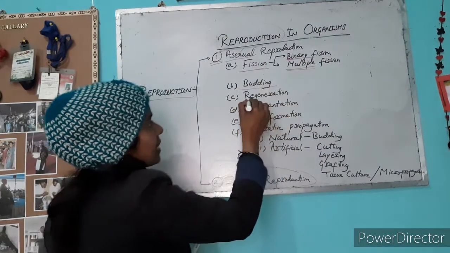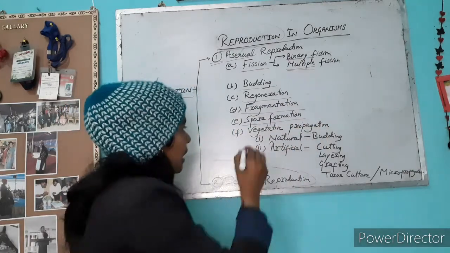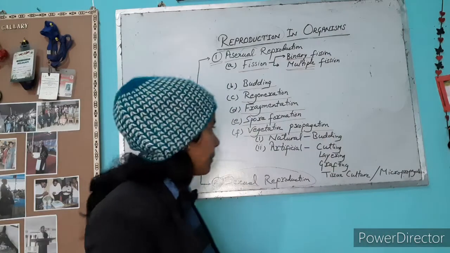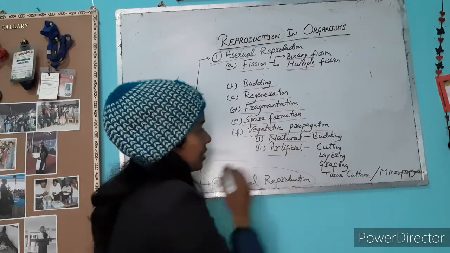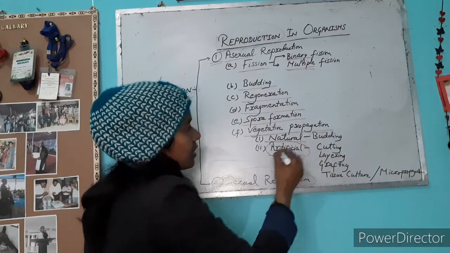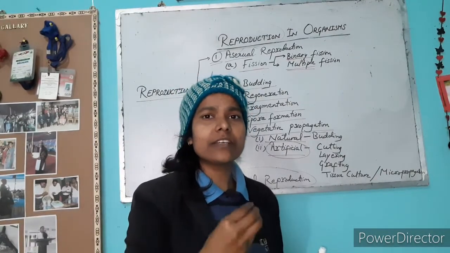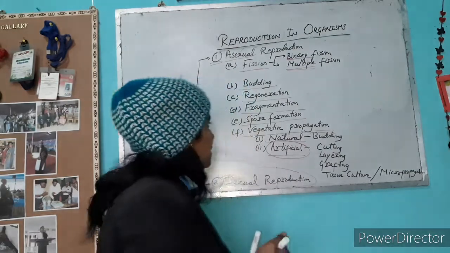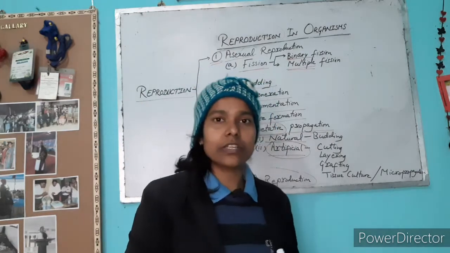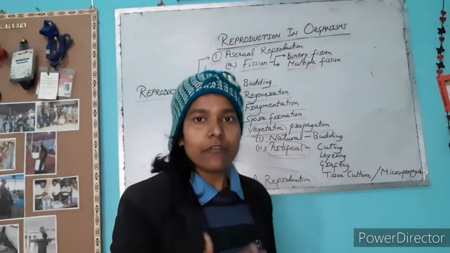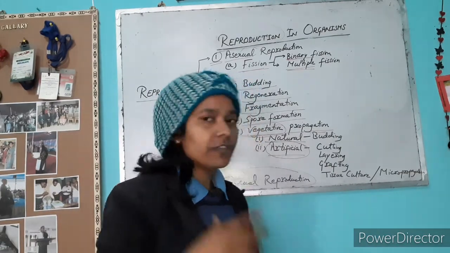The others are budding, regeneration, fragmentation, spore formation, and vegetative propagation. Vegetative propagation also has subtypes, natural and artificial. The artificial method is done by humans. Why? Because vegetative propagation is only for plants. Vegetative means vegetation, which means trees and plants, vanaspati.